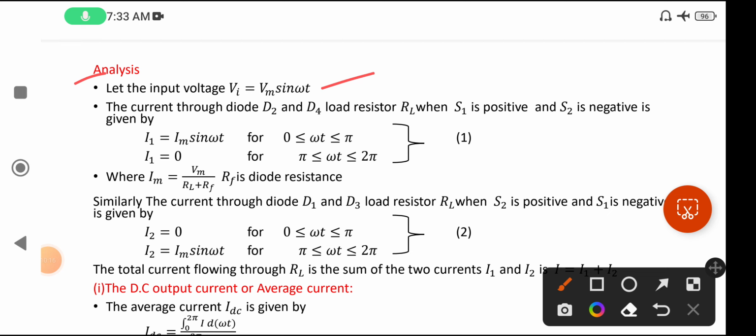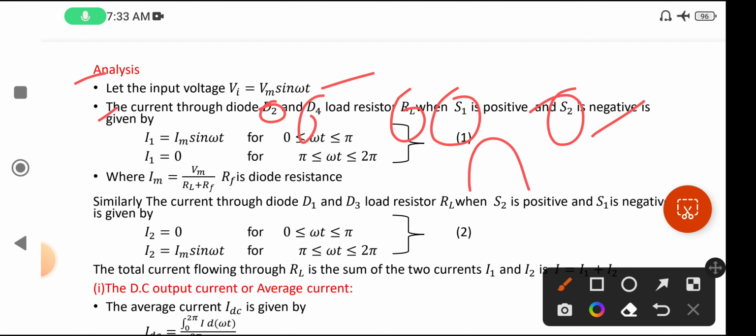Let the input voltage Vi equal Vm sin omega t. So the input voltage can be represented like this, because it is sinusoidal, an AC voltage. Consider the current through diodes D2 and D4 and load resistor RL, when S1 is positive and S2 is negative. During this, only the positive half cycle is sent. Positive half cycle means 0 to pi, and negative half cycle is pi to 2 pi. Friends, keep in mind: positive is 0 to pi, negative is pi to 2 pi.